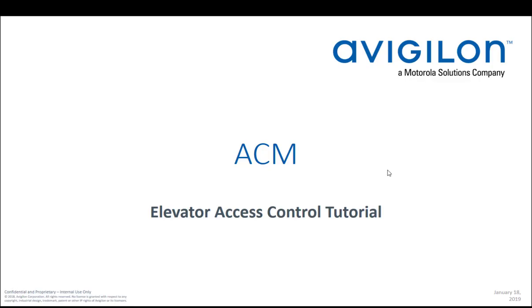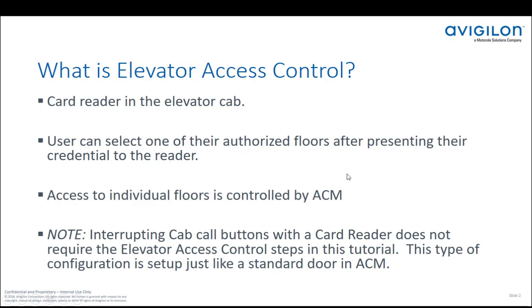Today we're going to cover elevator access control and how you set that up within ACM. Before we dive into the configuration, let's talk about what elevator access control is. Typically you have a card reader mounted in an elevator cab, and when the user presents a valid credential, it allows them to select the floors they are authorized to go to.